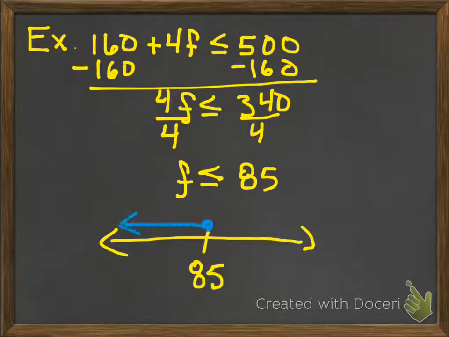So what I can do from there is to go ahead and draw my number line and put 85 and put a closed dot because it was less than or equal to, and notice I'm shading to the left, because it's saying this variable f is any number that's less than 85, and those are the numbers that are less than 85.